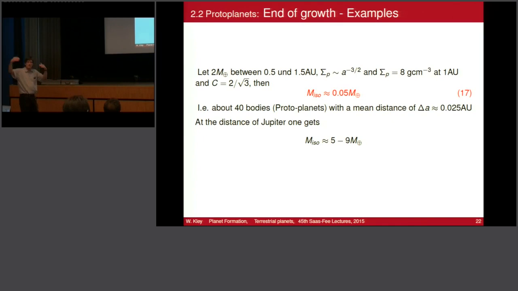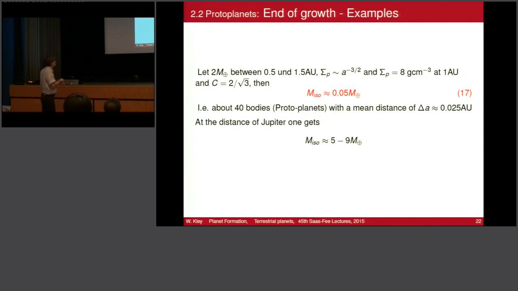About 40 protoplanets have formed with that typical mass, and a typical mean distance given by a few Hill radii, typically something like 10 Hill radii. They are separated, and this gives this number here. And then you can do the same thing for Jupiter. You find these numbers here. The isolation mass is a few times the mass of the Earth, which is very useful if you look later on today, I think already, at the growth of massive planets.